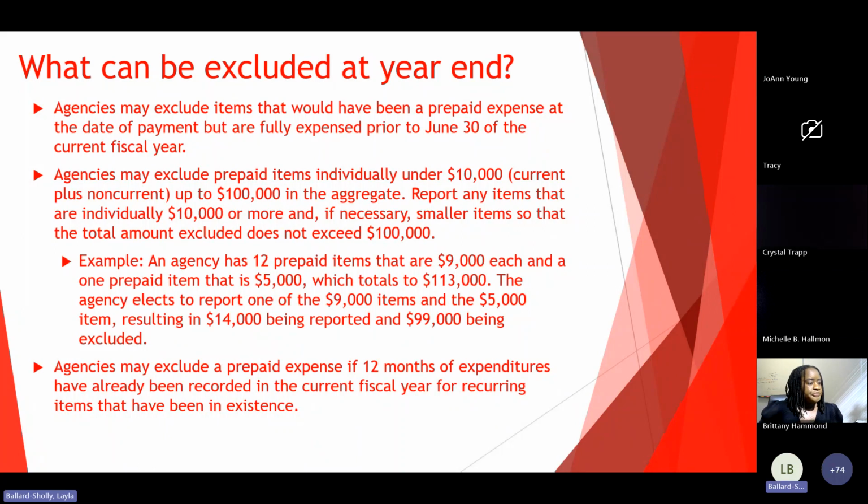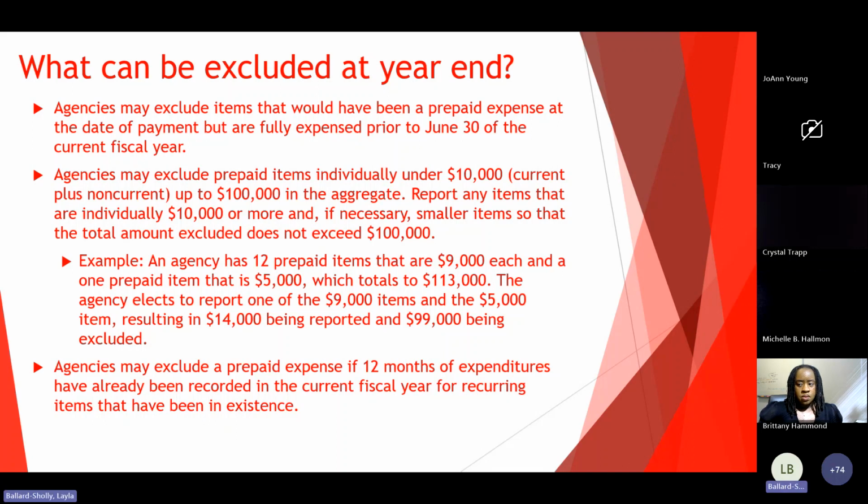So an example of this, an agency pays a water bill for July 2024 and June 2024. The agency has already paid 12 months of water bills for this water account during the fiscal year. So they've already paid July 2023 through June 2024. The agency can elect to exclude the July 2024 water bill.